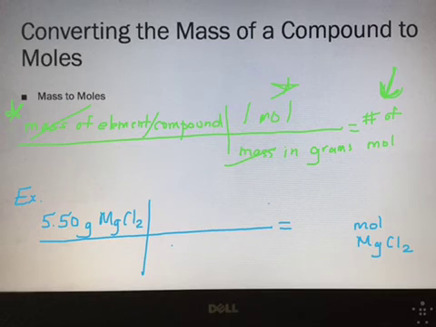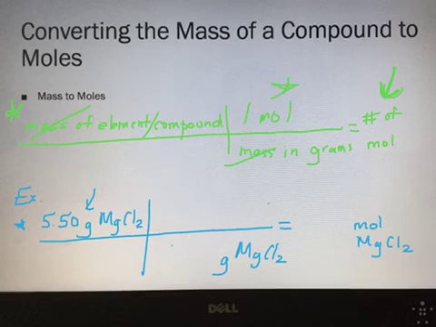Okay, so in this case, the example problem is saying something like, how many moles of magnesium chloride are in 5.50 grams of magnesium chloride? So always start with what you're given, which was my 5.50 grams of magnesium chloride. So now we just use our molar mass to convert back to moles. And since grams is right here on the top, then grams is going to go here on the bottom, specifically grams of magnesium chloride, because that's what we're dealing in.